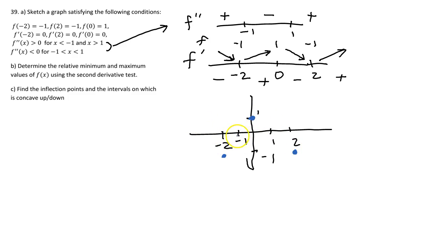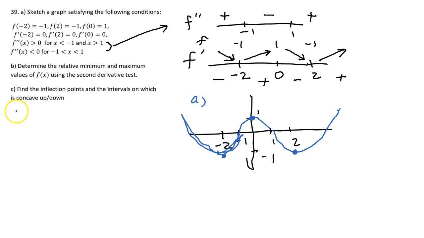And because of the concavity, from here to negative 1 and before, it has to be concave up. Between negative 1 and 1, it has to be concave down. And after 1, it has to be concave up. Okay, so that's the graph needed for part A.